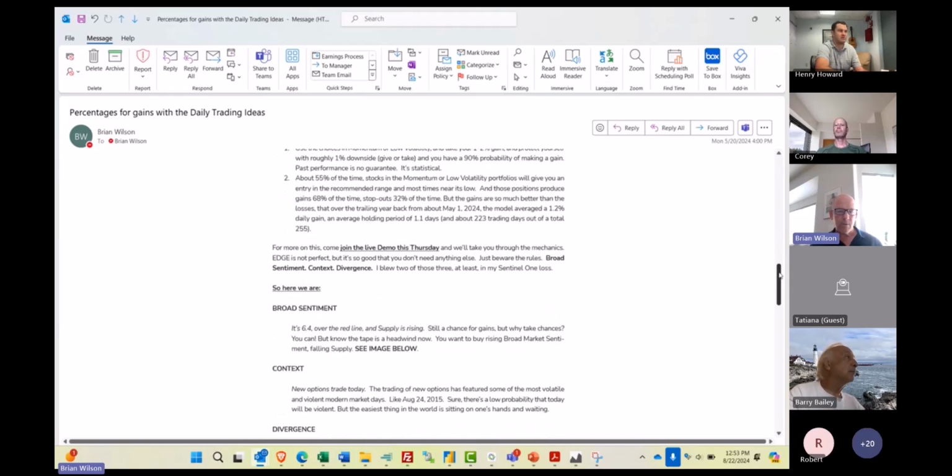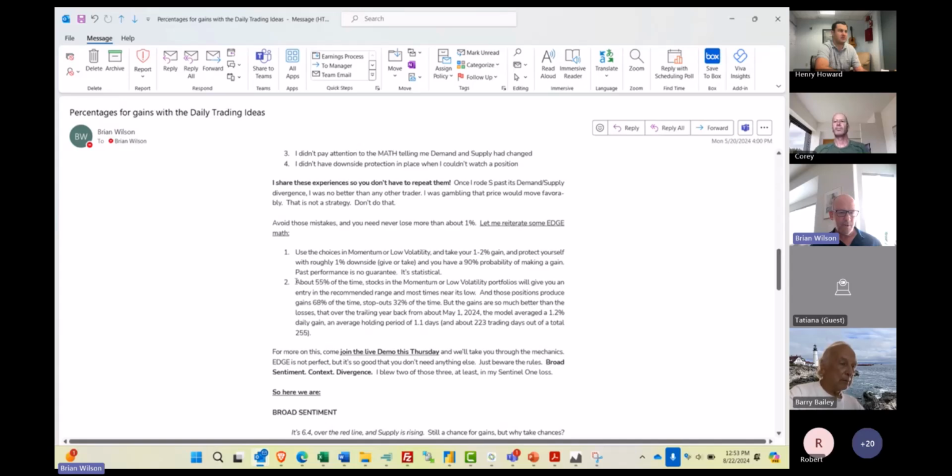But if we look at the actual percentages here, number 2 in Tim's note, about 55% of the time, those stocks in momentum or low volatility, they'll give you an entry in the recommended range. Once again, that low range and that high range. Those positions will produce gains 68% of the time, stop outs 32% of the time. This number, I think, would actually be a little bit lower right now. When Tim wrote this, we were using 1% stop outs. We've kind of changed our philosophy just a little bit. But the point here is look at the actual returns.